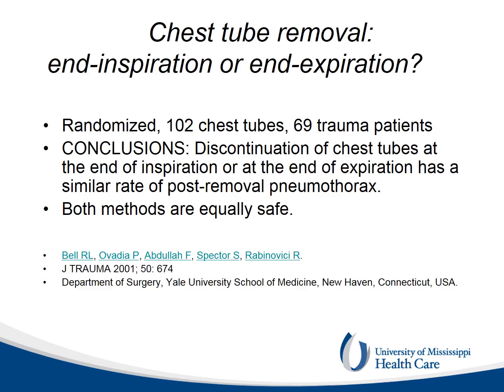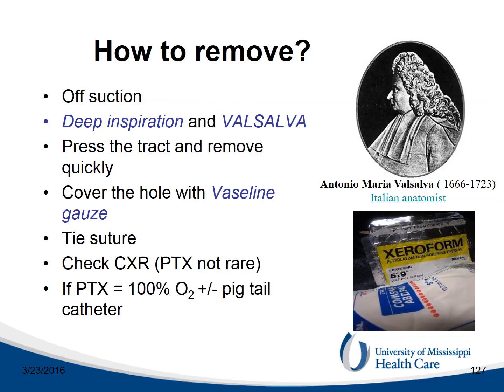There is some debate if the chest tube needs to be removed during inspiration or expiration. The study showed that there is no difference in the rate of post-removal pneumothorax. We favor the quick removal of the chest tubes off suction during deep inspiration and Valsalva maneuver. During removal, a second person presses on the chest tube tract and gently massages it to collapse it.